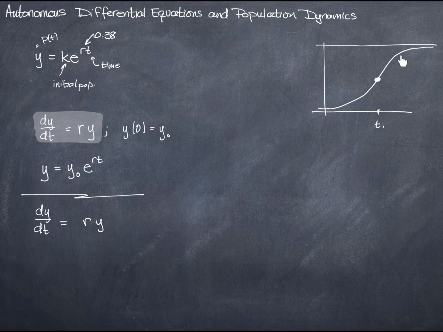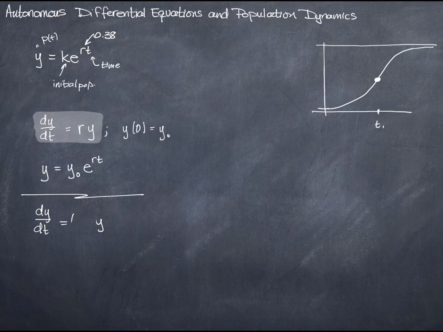Beyond that, my graph is still increasing, but it's doing so more slowly. So the change here is positive. The change here is also positive, but the second derivative is negative, right? Here I'm concave up, here I'm concave down. So what I want to find is a function that I can replace r with that has those properties. And it turns out that such a function can be written as, I'm going to erase r, and I'm going to rewrite it as r minus ay.